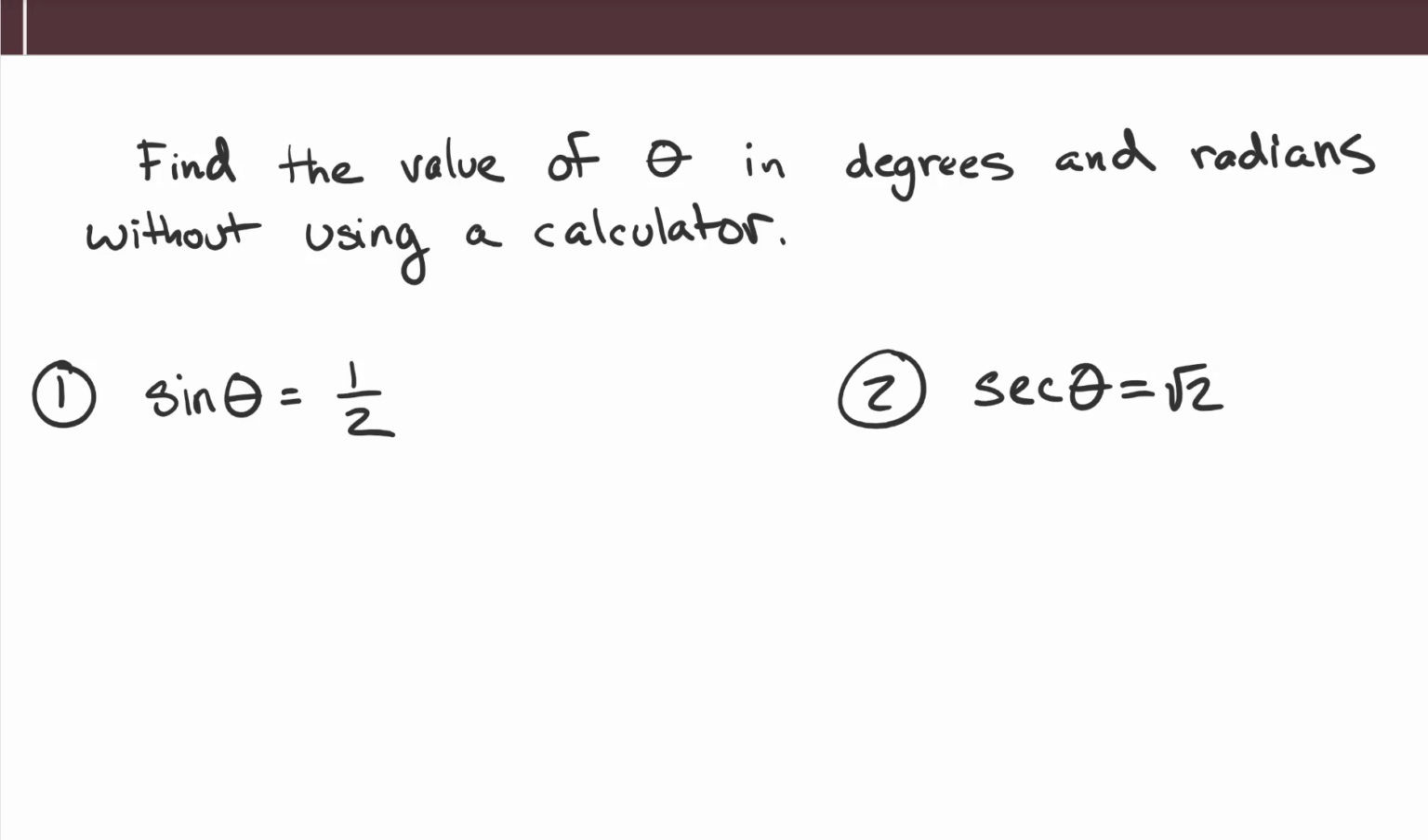All right, cool. So really all we're trying to do is find the angle. What's the angle? Because this is how this works. We're trying to learn what all this stuff is saying. Sine of what angle equals a half? And it's asking us to find it in degrees and in radians without using a calculator.